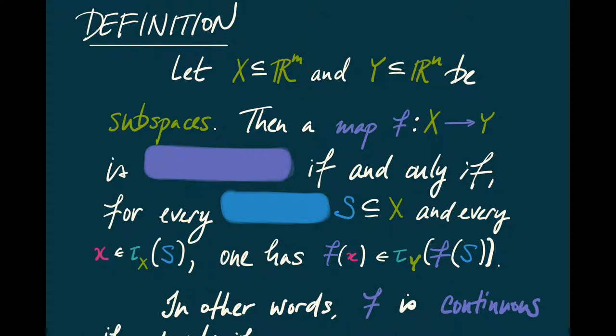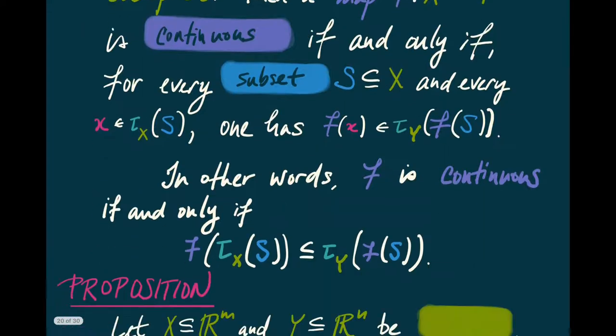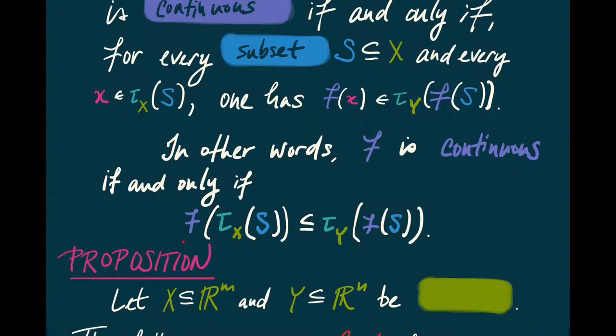The definition is that if we have a map F from X to Y, we'll say that it's continuous if and only if for every subset S of X and for every point x of X that is close to our S, the image point F of x should be close to the image of the subset S. Said differently, F is continuous if and only if the image of the closure is contained in the closure of the image.